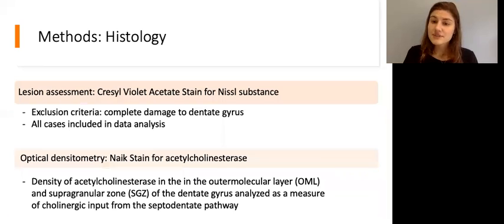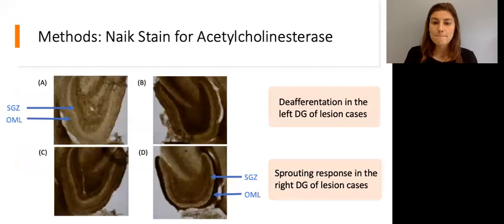Once the behavioral testing was done, I completed histological analyses. For the first part of this process, I used a cresyl violet acetate stain to identify the placement of the transection and entorhinal cortex lesion. Then for the second part of this process, I quantified the density of acetylcholinesterase in the dentate gyrus as a measure of cholinergic input from the septodentate pathway.